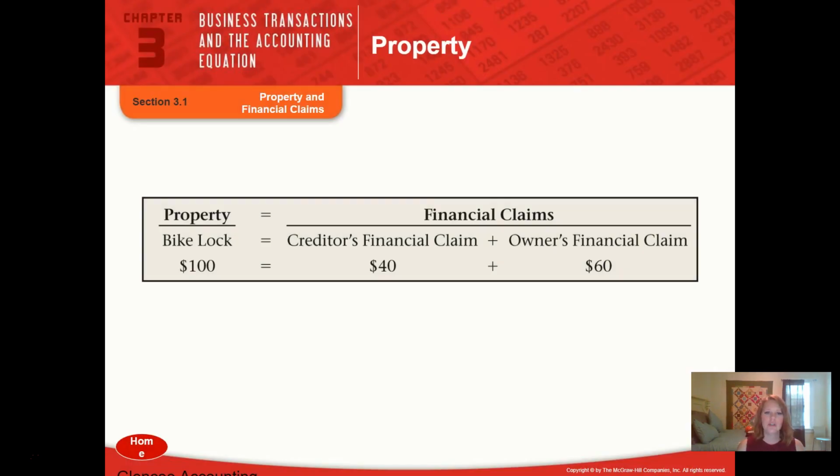So this just shows you an example of partly how the accounting equation is set up. We've got the bike lock, which is our property, valued at $100. The financial claims would be the creditor's financial claims, so you had to borrow $40 to buy the bike lock, and then the owner paid for 60 of it. So 40 plus 60 equals 100.